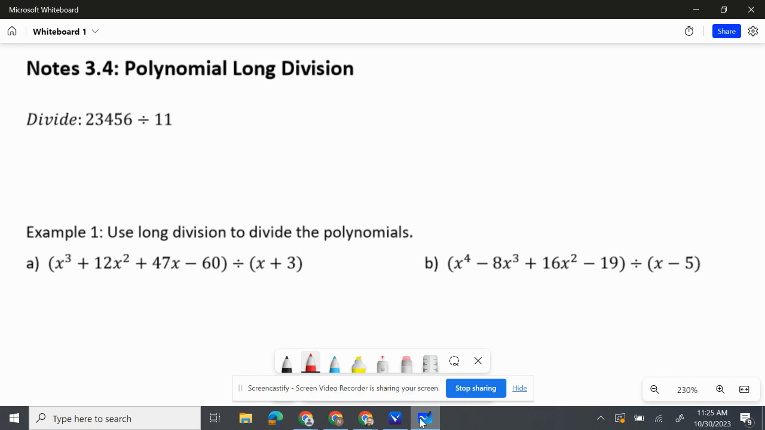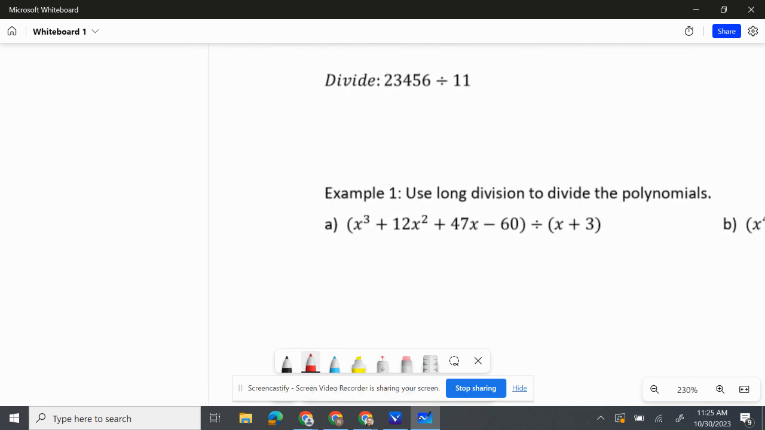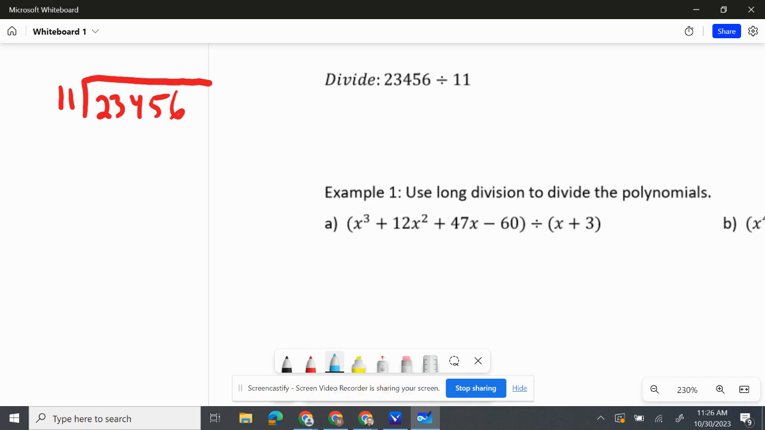What we're going to be doing is looking at polynomial long division. What I want to do is go over a long division problem that we did in middle school and compare that to what we're going to be doing now. So if you look at our two different problems, we're going to divide 11 and 23,456.